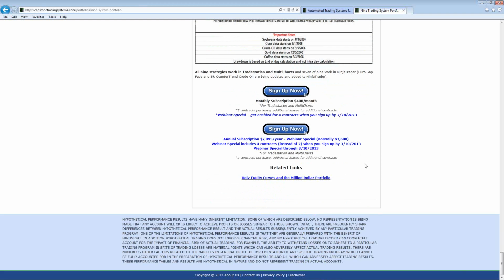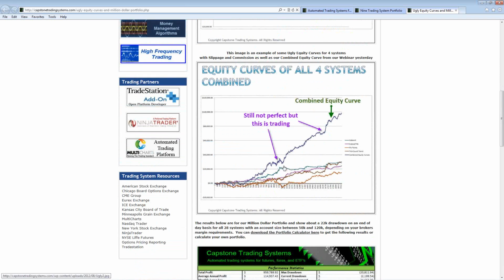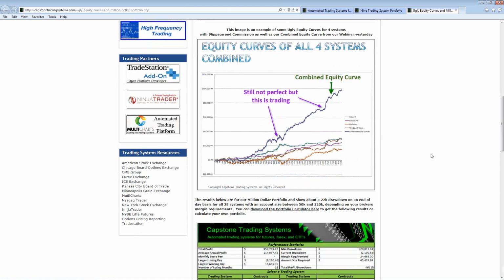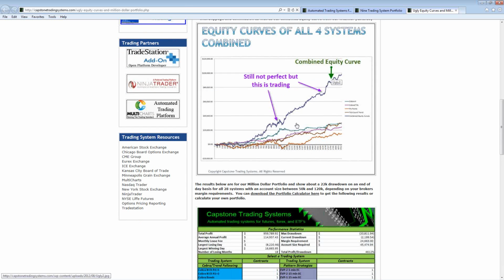This is another thing, ugly equity curves in the $1 million portfolio, something I did in the past. It shows the E-mini S&P systems in the portfolio. They're not the best looking E-mini S&P systems. They're ugly, but they're diverse, and they trade different ways in different markets. And then here's the combined equity curve of those 4 systems. It's not perfect, but it's a little bit better than each one of those individually. This is what you get when you combine trading systems that work differently. You get that diversity.